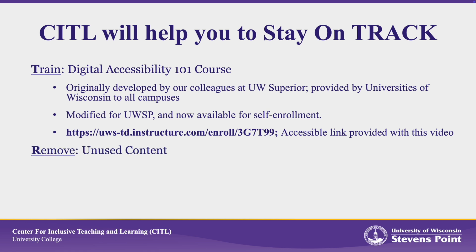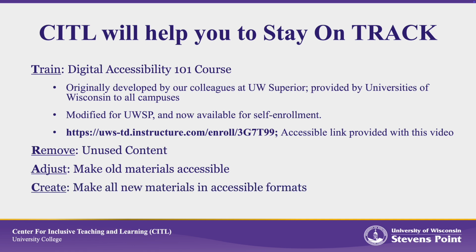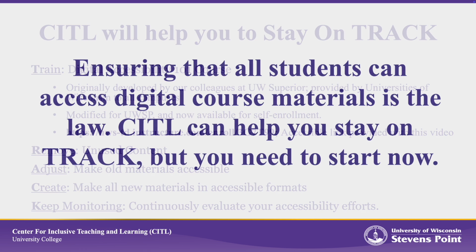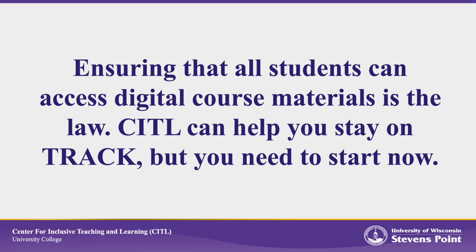R is for removing unused content, which we'll begin with next week as we give you an overview of the Tidy Up tool. A reminds us to adjust the digital materials we are keeping in our course, making them fully accessible. C is for the creation of new materials following accessibility guidelines. Finally, K reminds us that accessibility is an ongoing process and that we need to keep monitoring our accessibility efforts. Ensuring that all students can access digital course materials is the law. CITL can help you stay on track, but you need to start now.